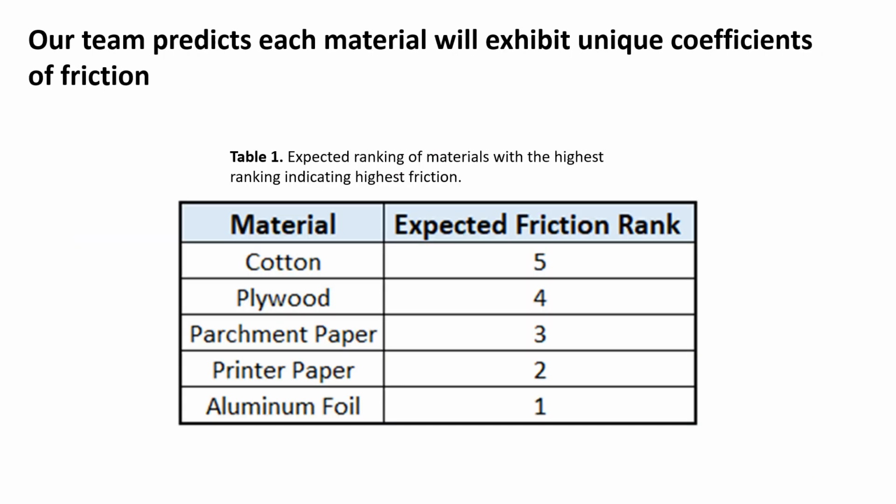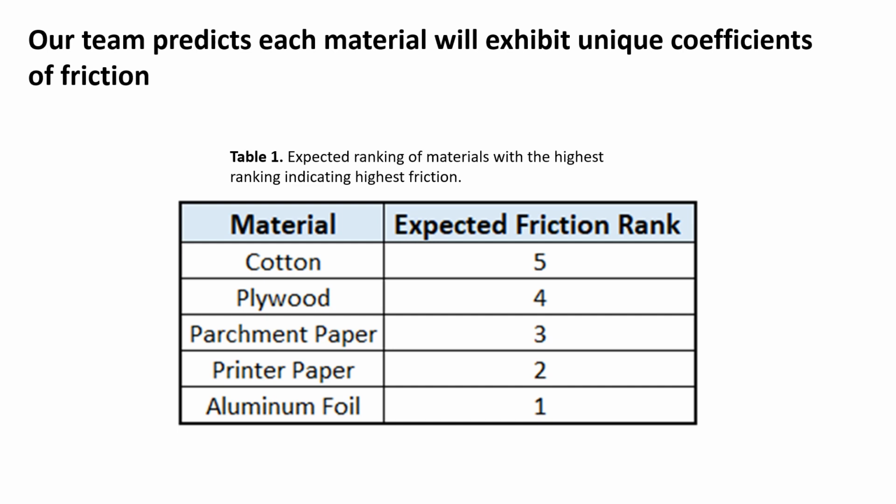The hypothesis of this experiment was that each material that we test will exhibit a unique value for its coefficient of friction. To further our hypothesis, our team ranked each of the 5 materials 1 through 5, where 5 is the highest coefficient of friction value. We assumed that aluminum foil would have the lowest, followed by printer paper, parchment paper, plywood, and cotton would have the highest coefficient of friction value.